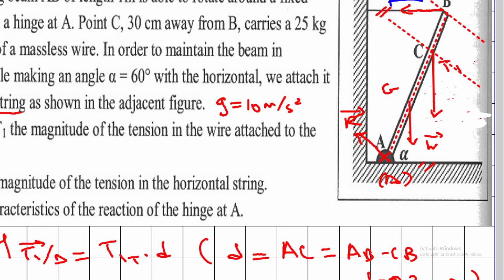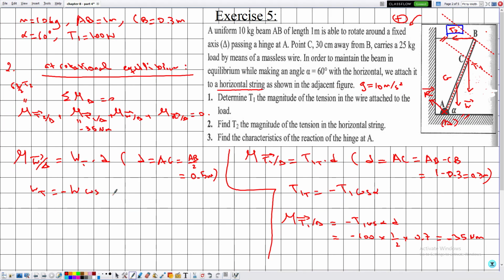So here it is the same. This is the tangential direction. So this is alpha, this is pi by 2 minus alpha, and this is alpha, because W and T1 are parallel. So this will be cosine alpha.